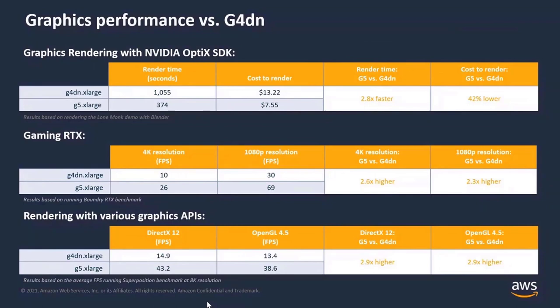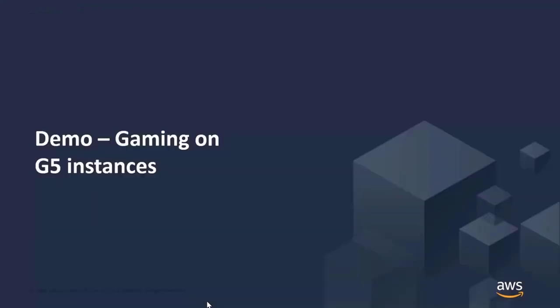Some example benchmarks below showcase how, with the various graphics APIs utilized in codes our customers use, the expected frames per second and cost savings can be realized compared to G4dn. Next, we'll take a look at a demo of gaming on the G5 instances.